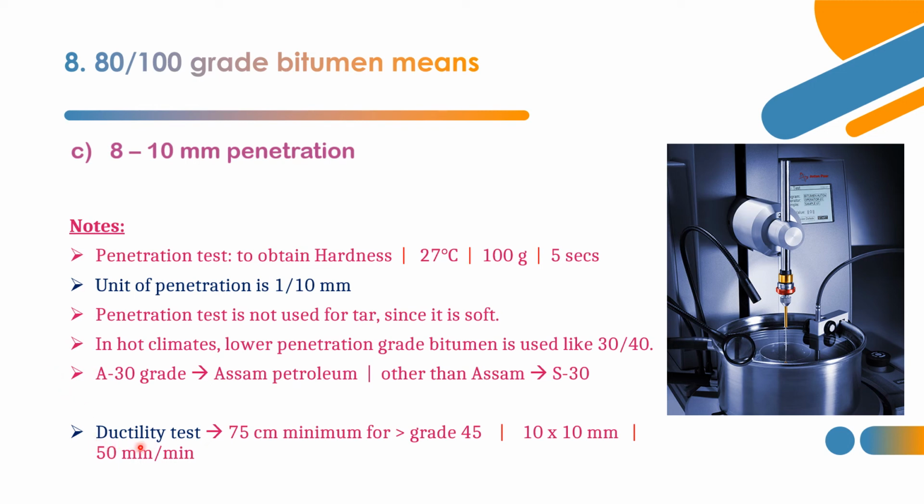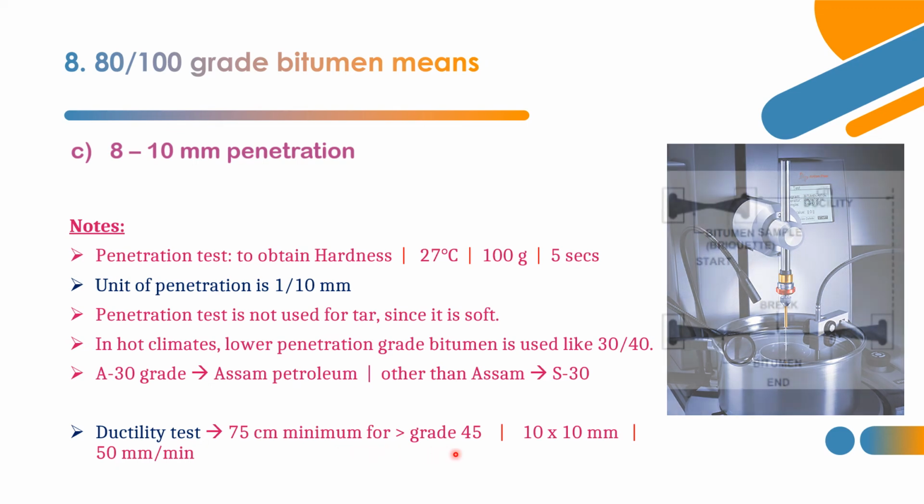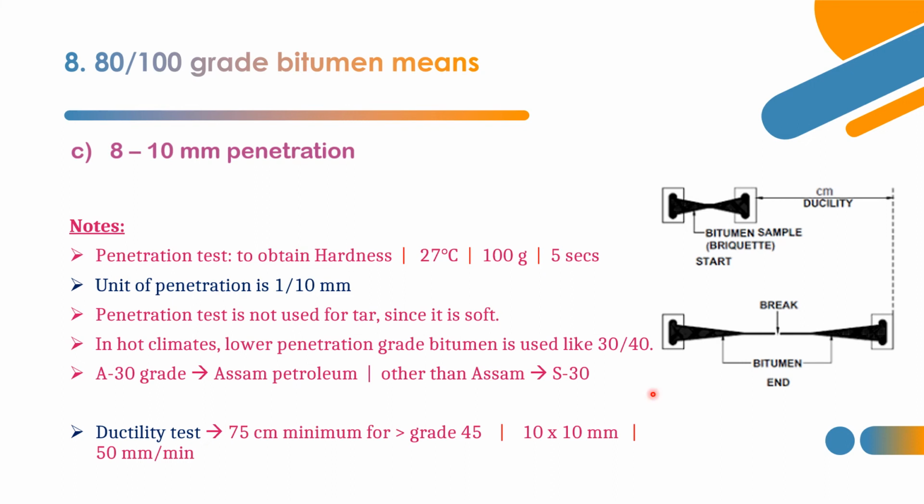And there are many tests which I will see one by one now. Now we have completed the penetration test. This is the ductility test. 75 centimeter ductile. That should be the minimum for a grade of greater than 45. So here in this picture you can see this is the standard briquette actually. So the standard briquette size shall be 75 centimeter. That should be the minimum.